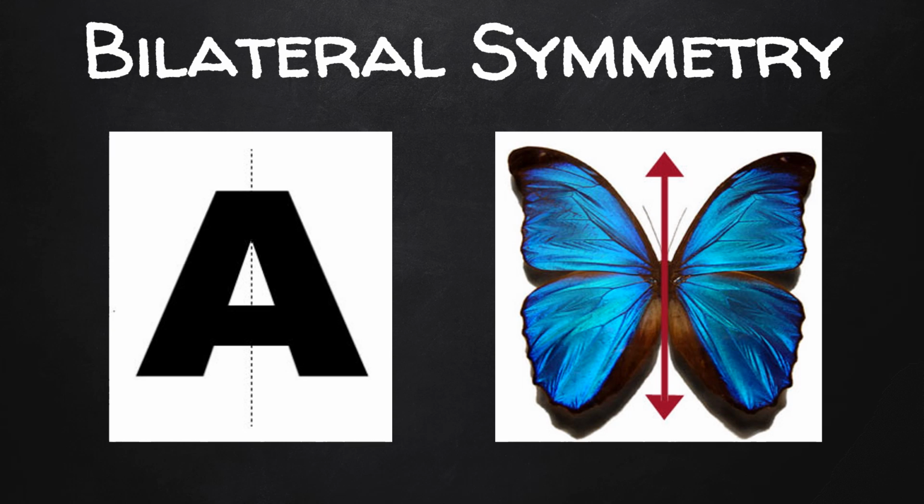Animals with bilateral symmetry have a top and a bottom, a front and a back, and a left and a right. Having this type of symmetry means that you can cut an organism in half in one direction and get two equal halves. Organisms with bilateral symmetry have a head. An example is a butterfly.